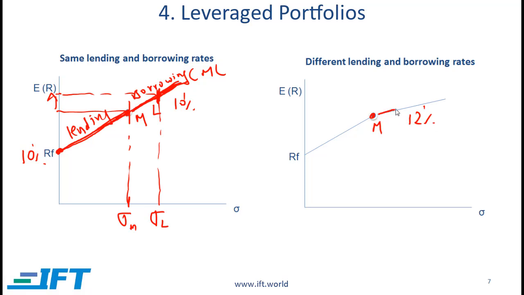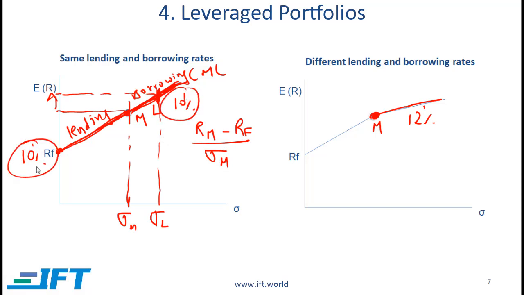Then the slope of the CML after the market portfolio is going to be less than the slope over here. You can recall from our previous discussion that the slope is given by the return on the market minus the risk-free rate divided by the standard deviation of the market. And if we use the numbers that we have on the previous example, then the return on the market is 16 minus risk-free rate is 10 divided by 30. This is 6 over 30.